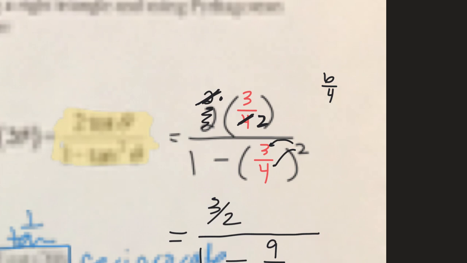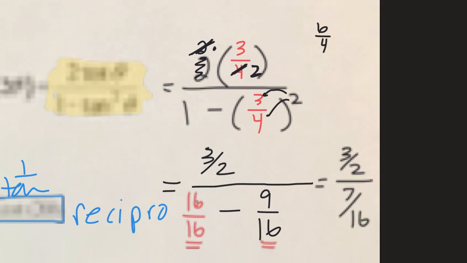So now we're running into the issue of having a 1 minus a fraction. So I'm going to change my 1 into a special 1 with a 16 divided by 16. So once again, I am changing my number 1 in order to subtract my fraction. And in order to subtract fractions, your denominators have to be the same. Okay? So 3/2 is on top. 16 minus 9 is 7. 7 over 16 on the bottom. 16 minus 9 is 7.